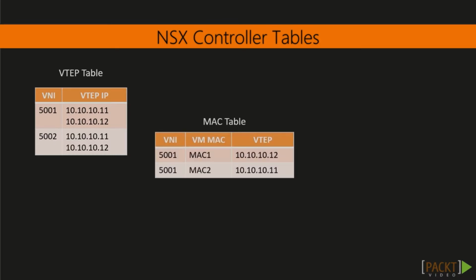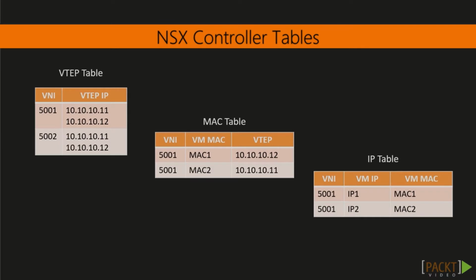Second table is the MAC table. This contains a mapping between the VNI, the MAC address of the virtual machine, and the VTAP, which is responsible for a virtual machine. So this table is used if a VTAP talks to the NSX controller cluster asking, could you please provide the VTAP IP for a specific virtual machine MAC address within a VNI? The NSX controller is able to answer that one.